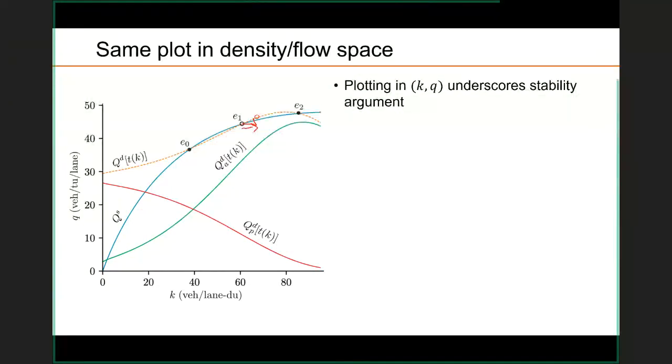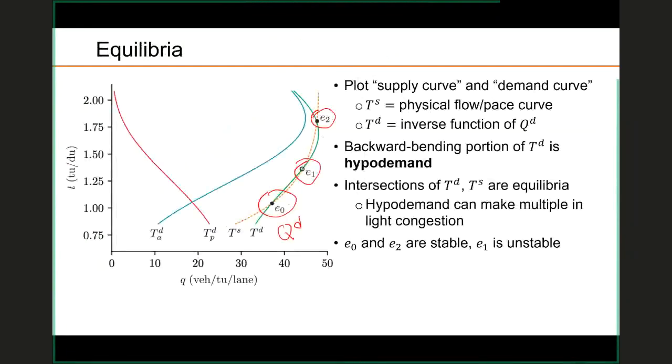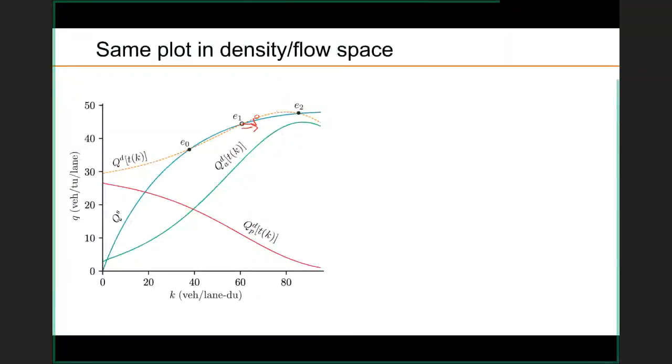So we can see here, whereas the hypodemand region before is the region where this demand curve, the green one, bends backwards, here the hypodemand is this increase in the flow demanded as density rises. Okay, so finally, we've established the existence of hypodemand.